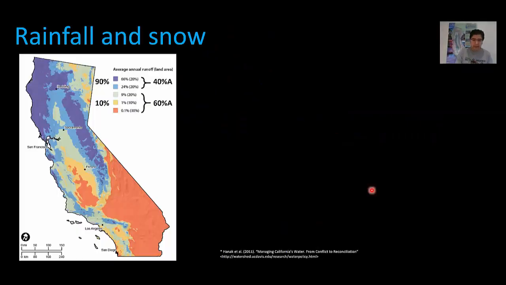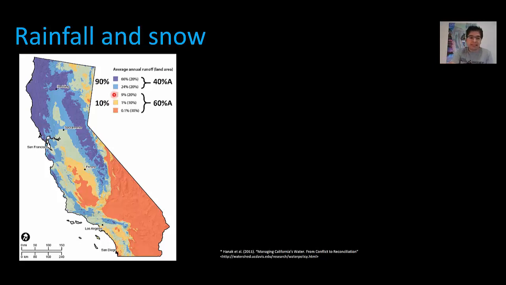Okay, we have gone through all this process of having rainfall here, and most of the rain in California falls in this 40% of the area. So the dark blue and light blue colors that you're seeing here represent only 40% of the area of California. And in these areas, 90% of the precipitation falls.